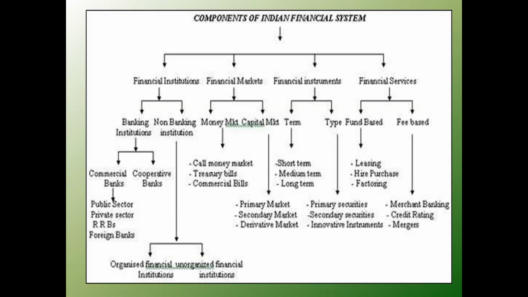Now here the money market includes instruments like call money markets, treasury bills, and commercial bills. All these instruments are there in the money market. Whereas the capital market is further divided into various parts like primary market, secondary market, and derivative market. The primary market is the new issue market, the secondary market is for existing shares and debentures, whereas derivatives is for futures, the hedging of risk market, that is buying and selling of futures and options.